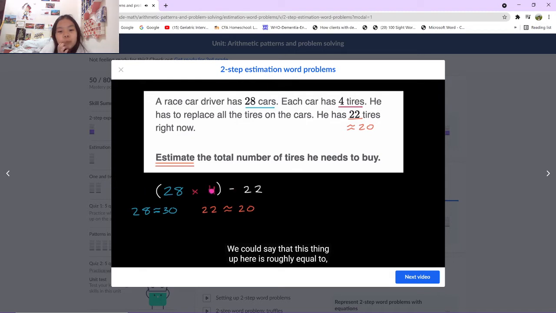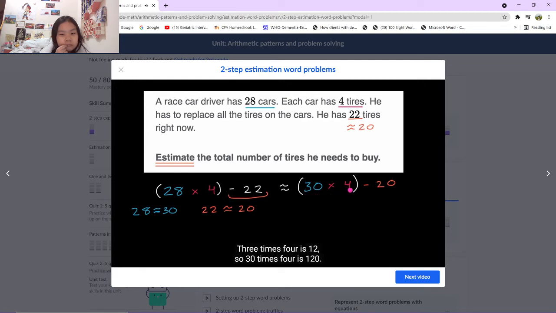We could say that he roughly has 30 cars, and each of those cars needs 4 tires. And then he figures out the total number of tires he needs to replace, but then he subtracts out the number that he already has. So instead of subtracting out 22, we're going to subtract out roughly how many he already has, roughly 20. And this computation right here is a lot easier to do in our head.